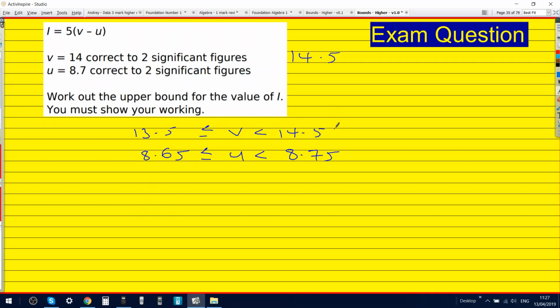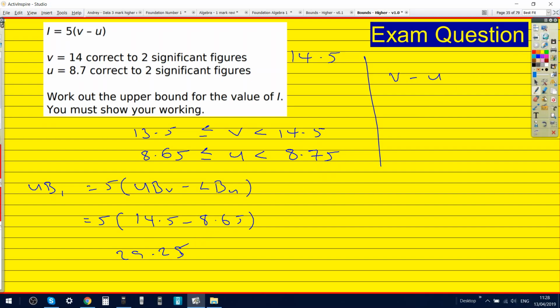I got 28.75. Can you make a bigger number? So just focus on V minus U. Would it be the biggest number take away the smallest? Yeah. So 5 times 14.5 take away 8.65. Which is 29.25. I think that's bigger than the last one.